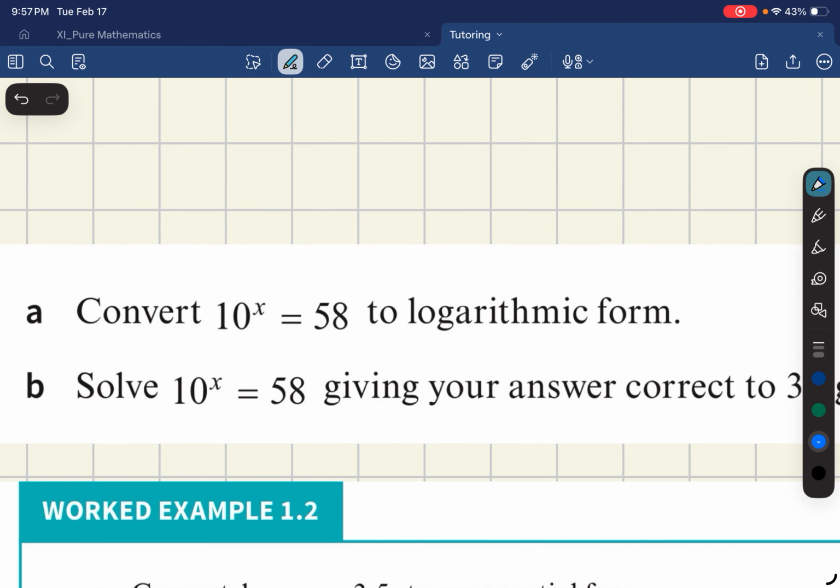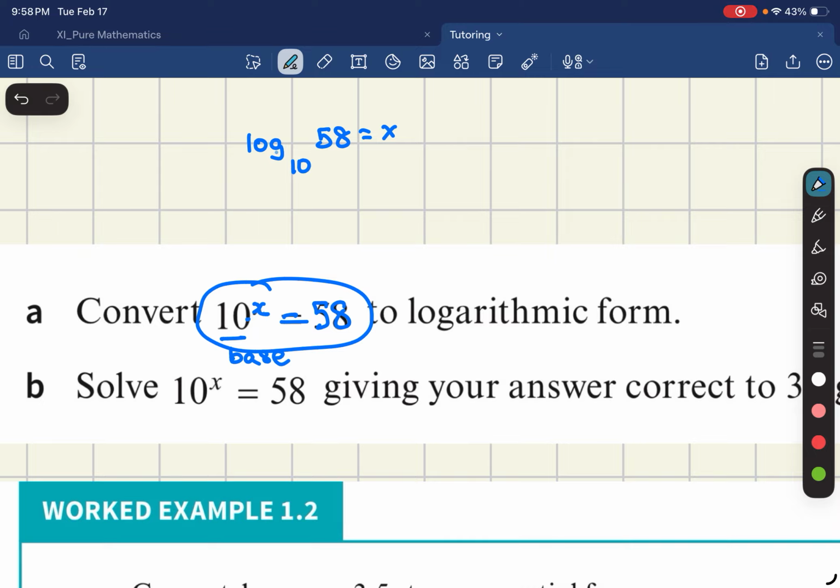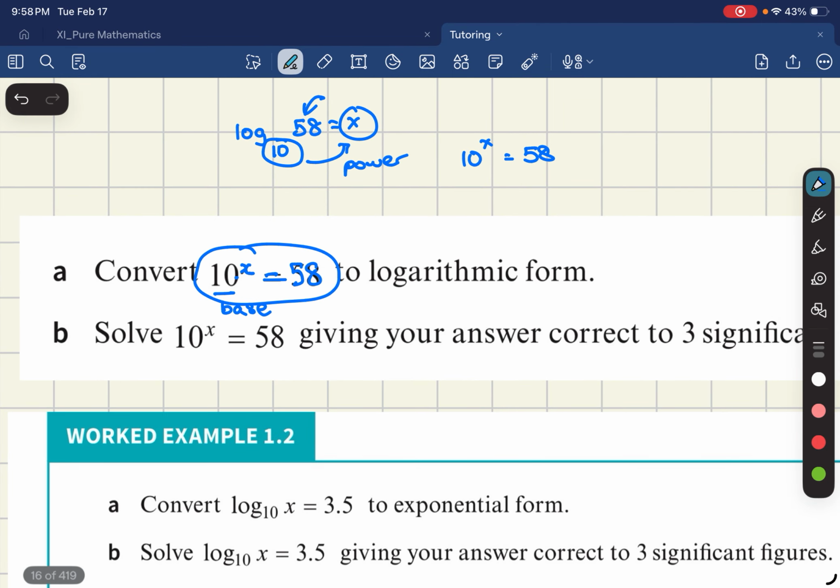So let's convert 10 to the power x equals 58 into logarithmic form. Basically what you want to do is keep the same base, 10, and x. Basically what this is telling us is that if I raise 10 to the x power, I get 58. So if I use our understanding of log, then 10 to this power gives me this value, 58, right? So this comes from something that we have previously discussed.